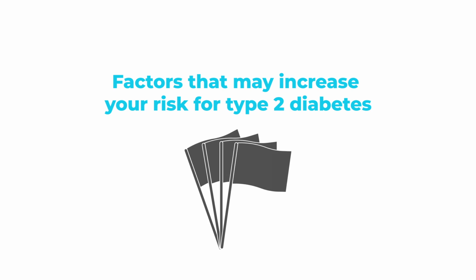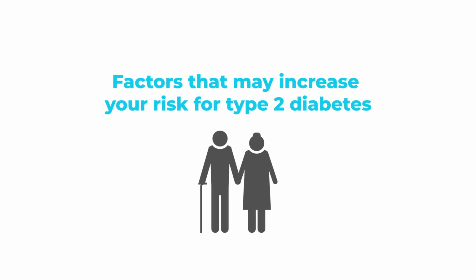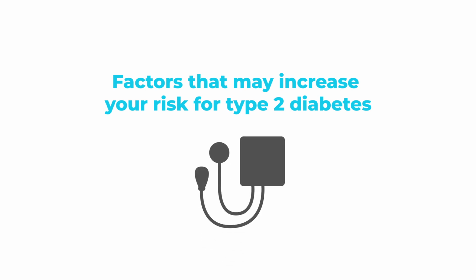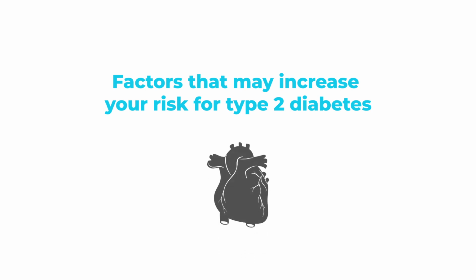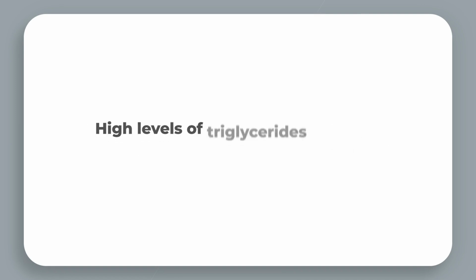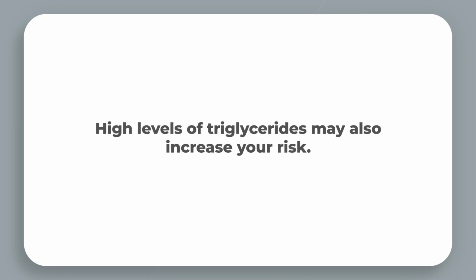Race. Although it's unclear why, people of certain races are at higher risk. Age. Your risk increases as you get older. High blood pressure. Having high blood pressure is linked to an increased risk of type 2 diabetes. Abnormal cholesterol and triglyceride levels. If you have low levels of HDL, or good cholesterol, your risk of type 2 diabetes is higher. Additionally, if you have high levels of triglycerides, you also have an increased risk of type 2 diabetes.